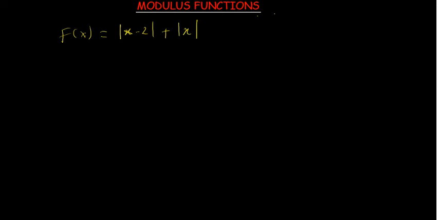For this one, we first need to find the points where each expression is equal to 0. So x minus 2 is equal to 0, that is x is equal to 2. And then this other one, I need to equate it to 0, so x is equal to 0. So these are the 2 points which we have. And then we need to find the sign around those 2 points, x equal to 0 and x equal to 2.